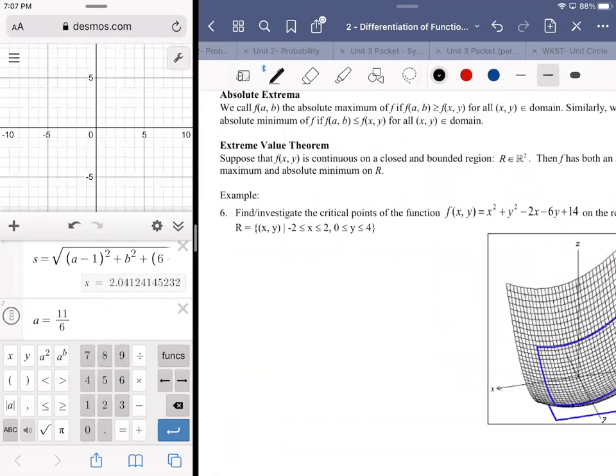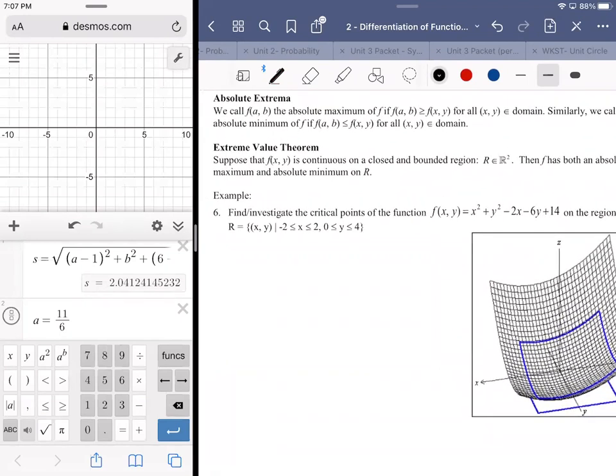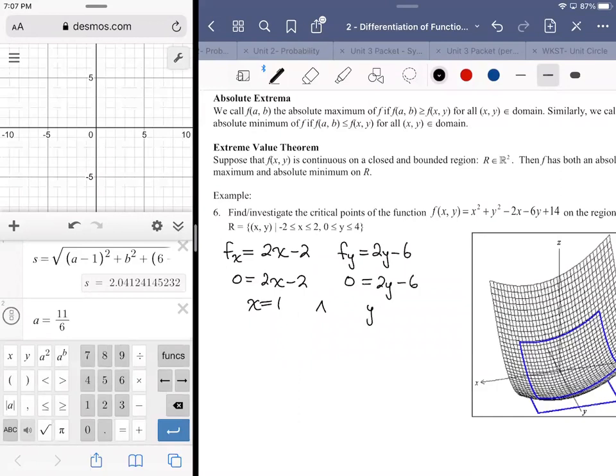So first thing we're going to do is the same thing we do for every other problem. We're going to differentiate. So f sub x is 2x minus 2, f sub y is 2y minus 6. We'll get the critical values first before we dive into anything else. So set it equal to 0. You get x equals 1. Set it equal to 0. And you get y equals 3.